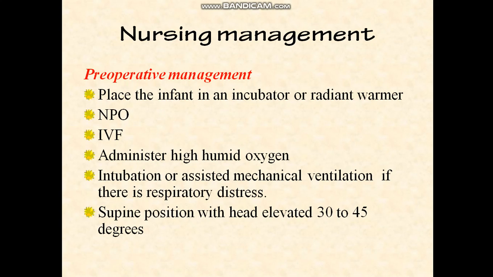രണ്ട്, the child is to be placed nil per orally. IV fluids are to be started to the child. Administer high flow humidified oxygen in order to liquefy the secretions and relieve respiratory distress. If the child is not controlled on humidified oxygen, you have to ventilate the child and provide artificial ventilation. In order to relieve the respiratory distress, the child is to be positioned in a supine position with a slight head elevation of 30 to 45 degree. The head is to be placed in a side-lying position in order to drain out the secretions from the mouth.